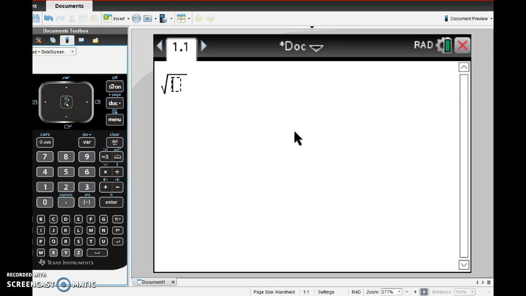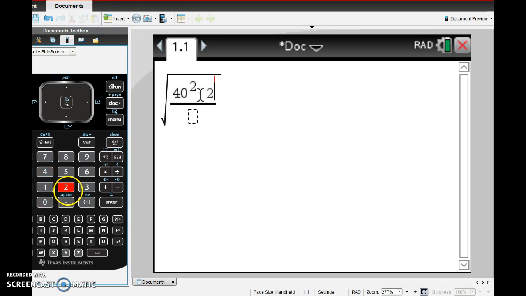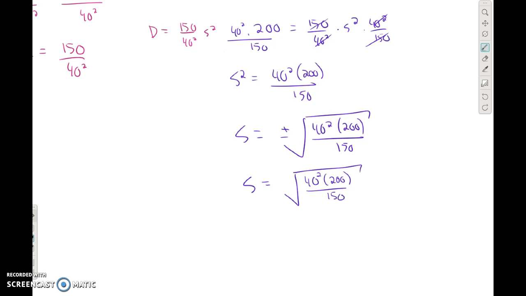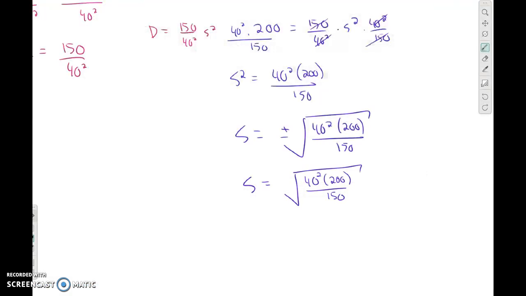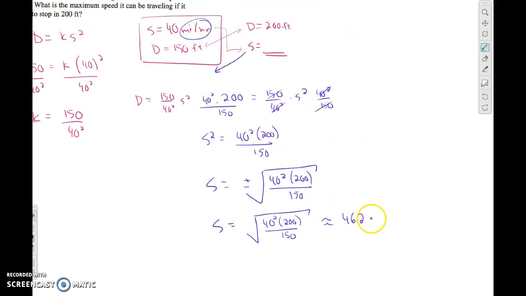Square root of 40 squared times 200 divided by 150. I think that was right. Just double check that was right. 40 squared, 200, 150. So my speed is about 46.2. 46.2, and that would be in the consistent units with whatever my initial problem had, which was miles per hour. And that's it.